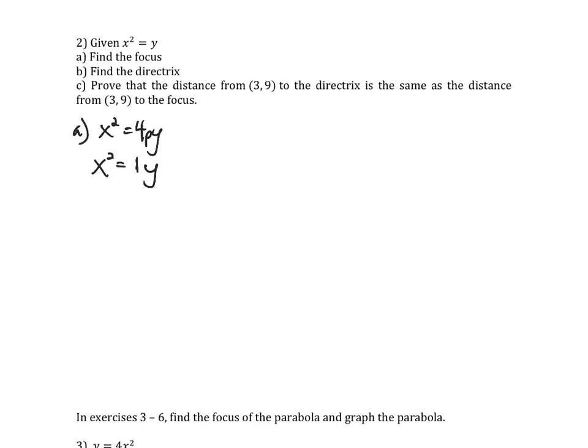So the question is, how do we find the value of p? Well, guys, take a look at this. Right here. What should 4p be equal to? 4p is really just equal to 1. So what is the p-value here? The p-value is just 1/4.